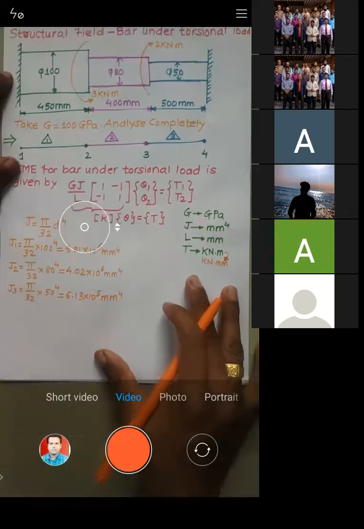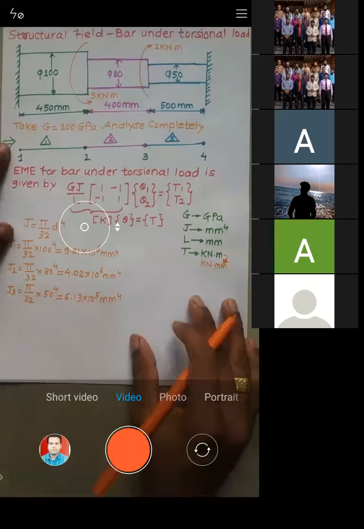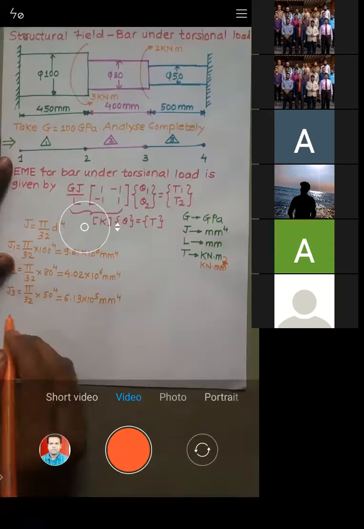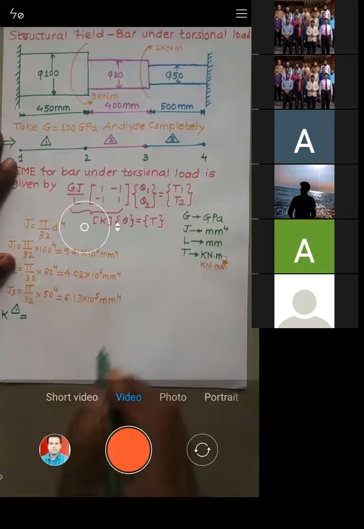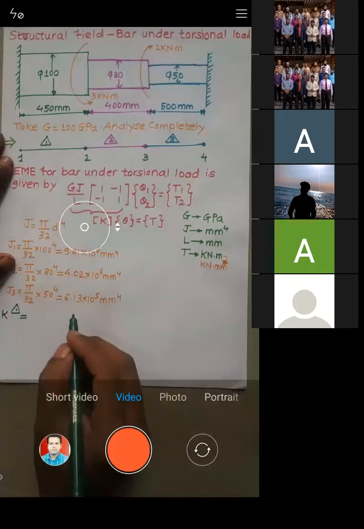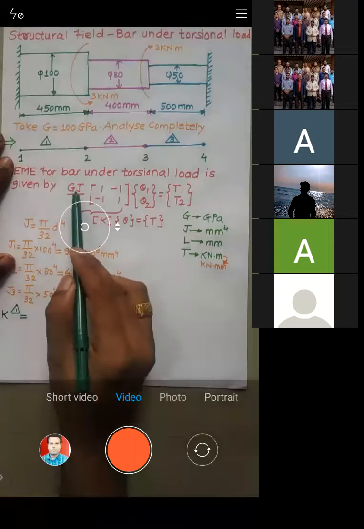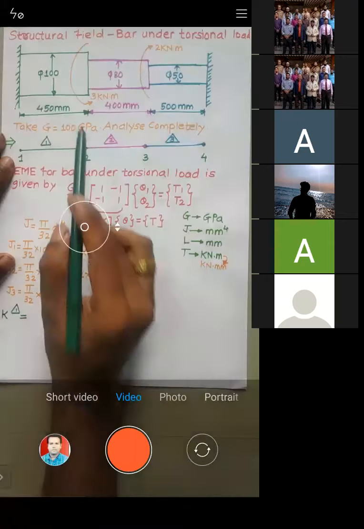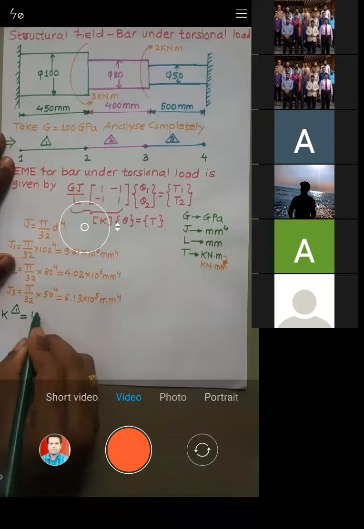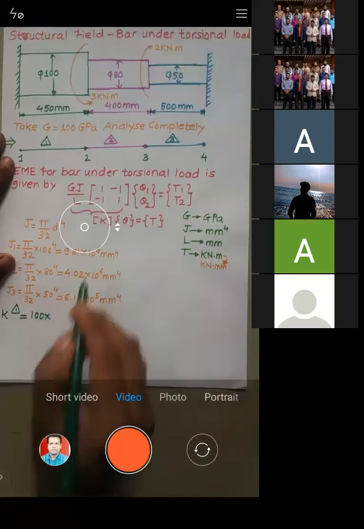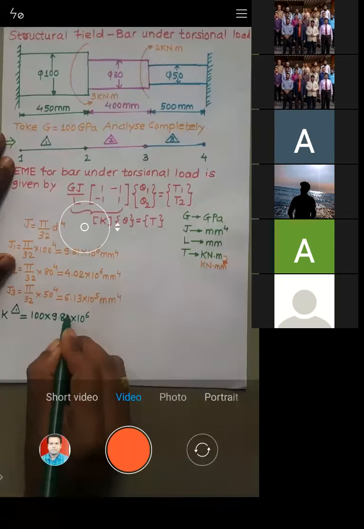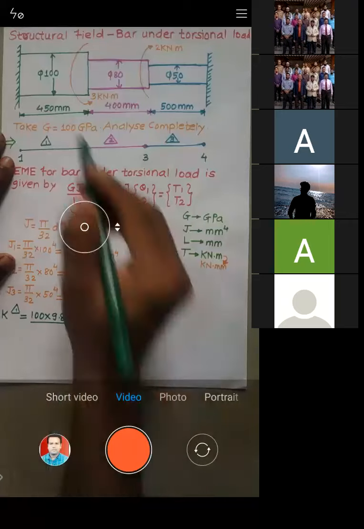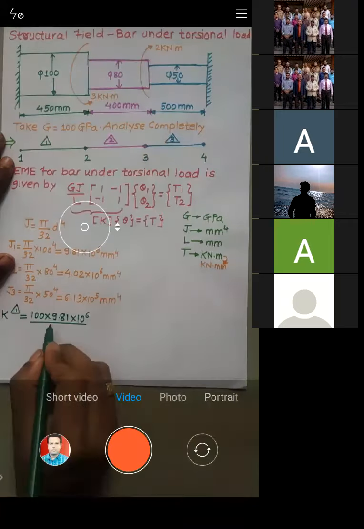Now we need to calculate the next thing, the element stiffness matrices. Let's start with the stiffness matrix of element number 1. For that we require G. G is common for the entire problem, and that is 100. So G is 100 into J of element number 1, which is 9.81 into 10 raised to power 6, by the length of the first element, that is 450.